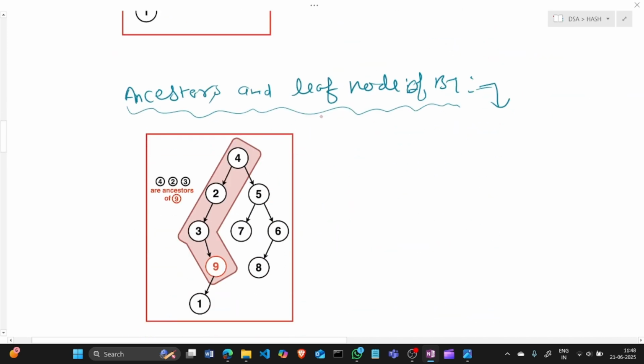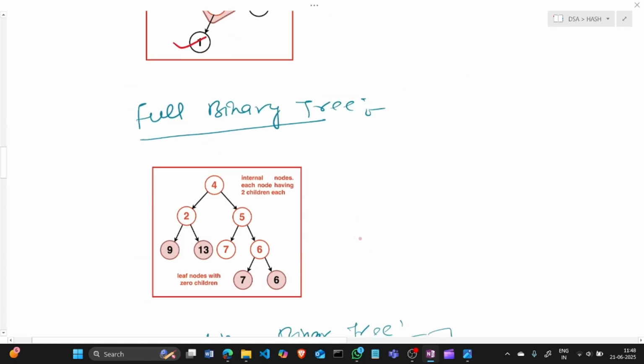Now, ancestor of a leaf node. Leaf node we already discussed. The ancestor we already discussed. For example, 9 has ancestors 3, 2, 4. Okay, so this is already covered.